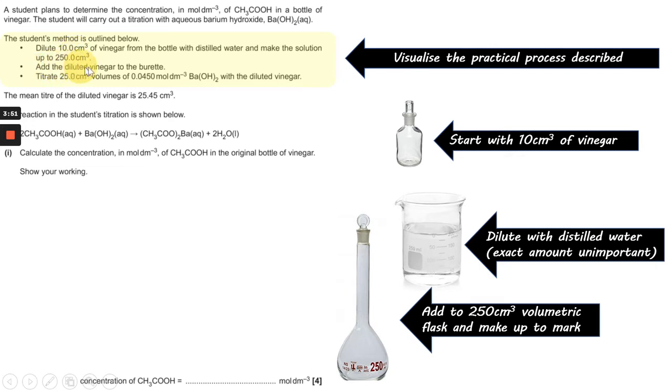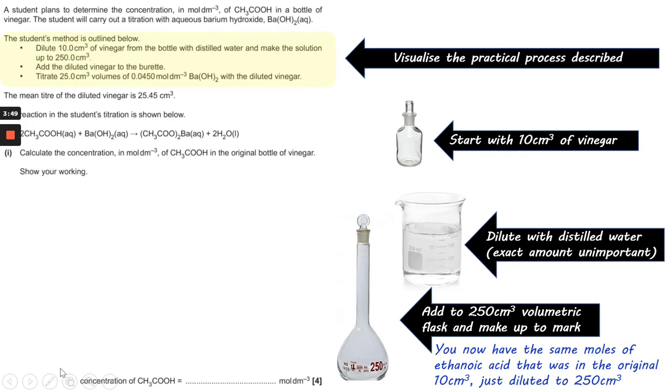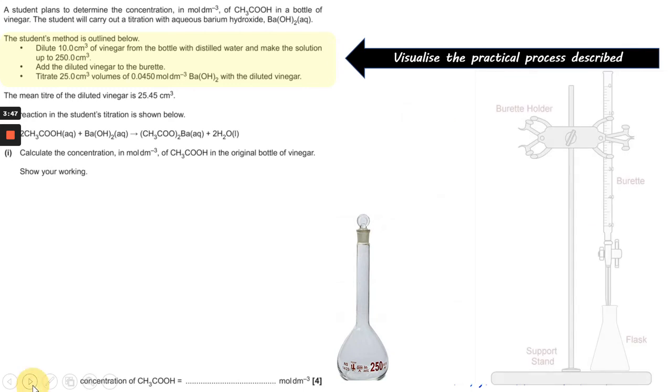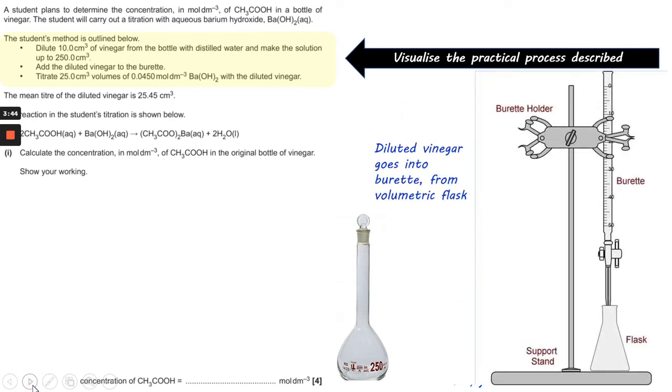Now I'm going to add the diluted vinegar to the burette. So to do that, let's introduce the burette. And we take some diluted vinegar and put it into the burette here. At the same time, there's going to be aqueous barium hydroxide. So volumes of 25 centimeters cubed of 0.0450 moles per decimeter cubed of barium hydroxide are titrated. So to do that, you put them into the flask and you carry out the titrations.